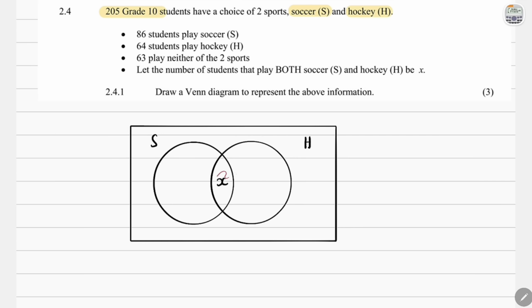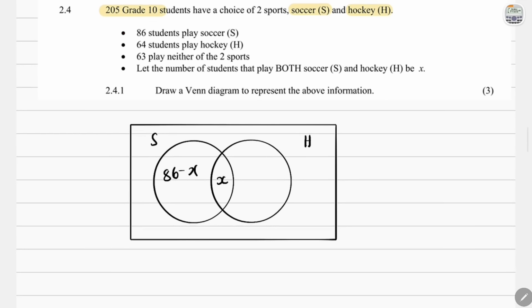And then now we know 86 students play soccer. So we just want the learners who play soccer alone, okay, without playing hockey. And to find them, if a total of them, 86, is made up of the ones who play soccer only and the ones who play soccer and hockey, then together they make up 86. And so how we would find this is simply by saying 86 minus X, okay? And then that gives us the ones who play soccer only.